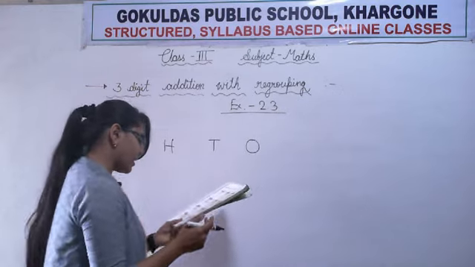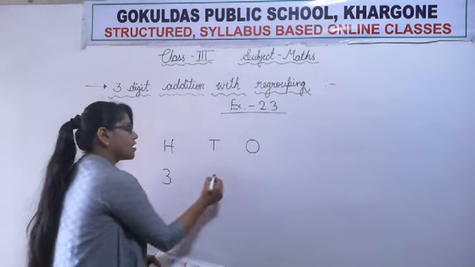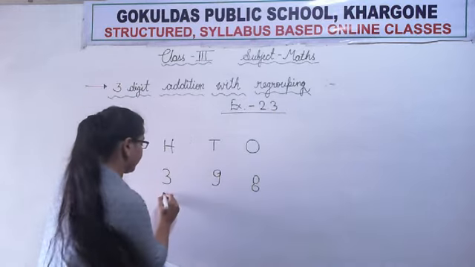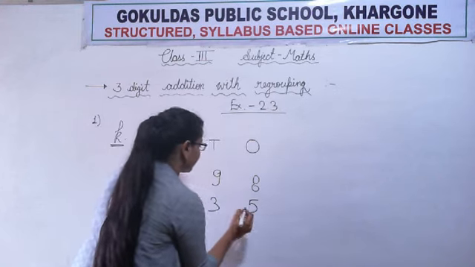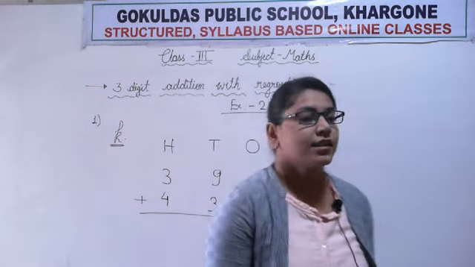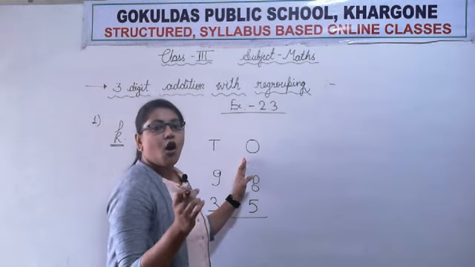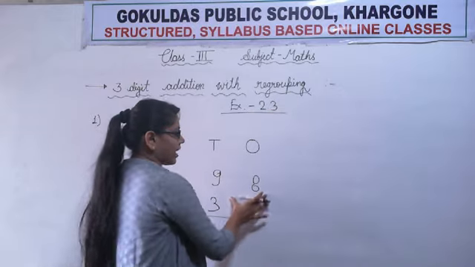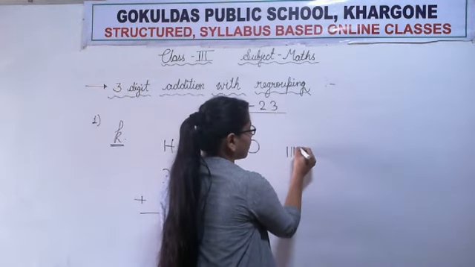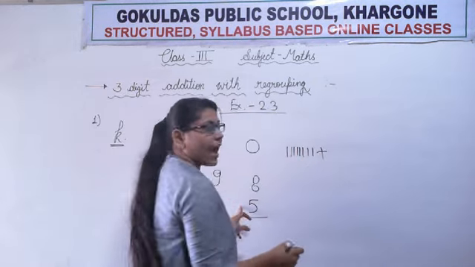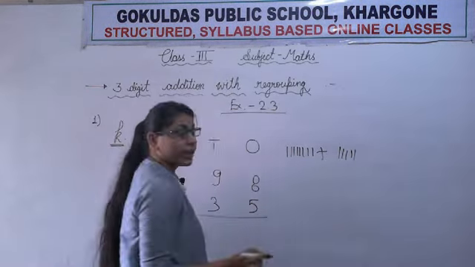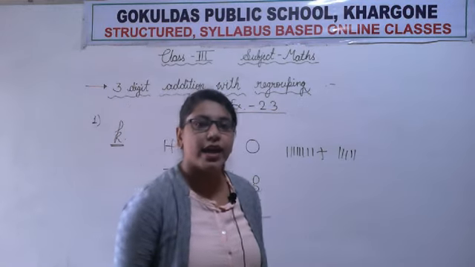Okay, now the first addend is 398. Now the second addend is 435. So the first number is 8 in the ones column. We will always start addition with the rightmost position, which is ones here. So for this 8 we will draw 8 sticks, and we will draw 5 sticks for this 5, and we are putting this plus sign here because we are doing addition.